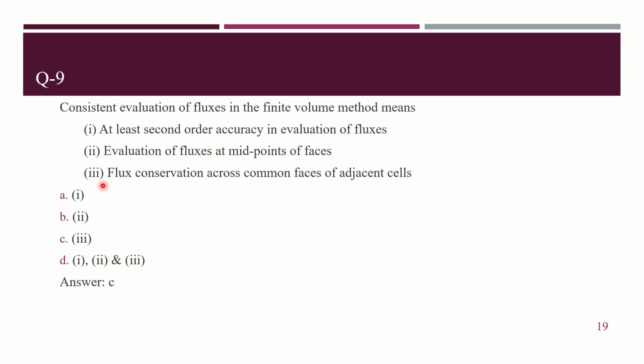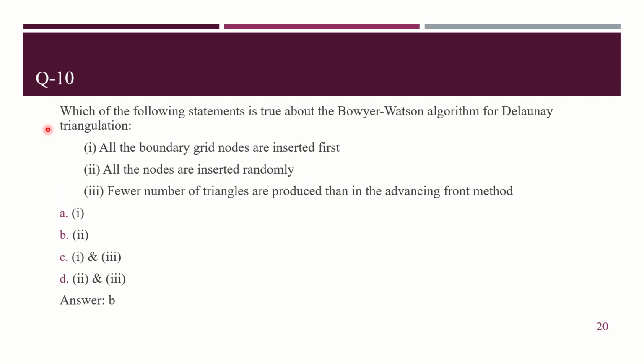So option 3, that is the third statement, is the right statement. Coming back to the options, we have option A 1, option B 2, option C 3, option D 1, 2 and 3. So answer is option C because the third statement only is right. And after that we now go to question 10. In question 10, it is asked which of the following statements is true about the Bowyer-Watson algorithm for Delaunay triangulations.